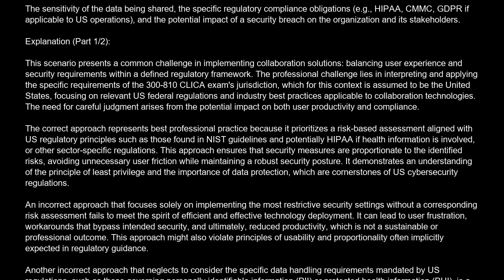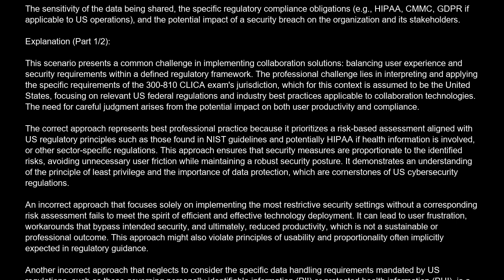The correct answer is C. The sensitivity of the data being shared, the specific regulatory compliance obligations, e.g., HIPAA, CMMC, GDPR if applicable to U.S. operations, and the potential impact of a security breach on the organization and its stakeholders.